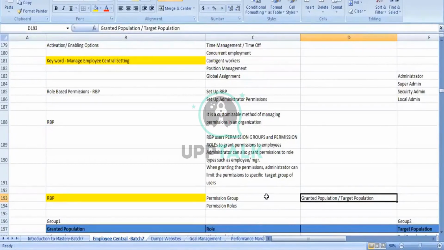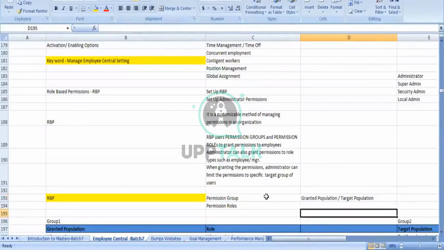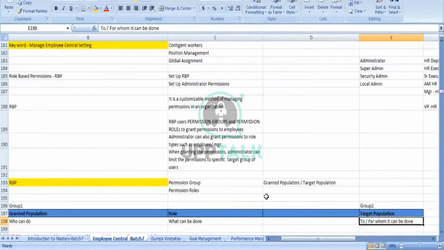The 100 employees, from which location? The target population here is those to whom you are making the changes, that is, the employees working in Germany. Those 100 employees working in Germany are the ones for whom it can be done. That is the target population.